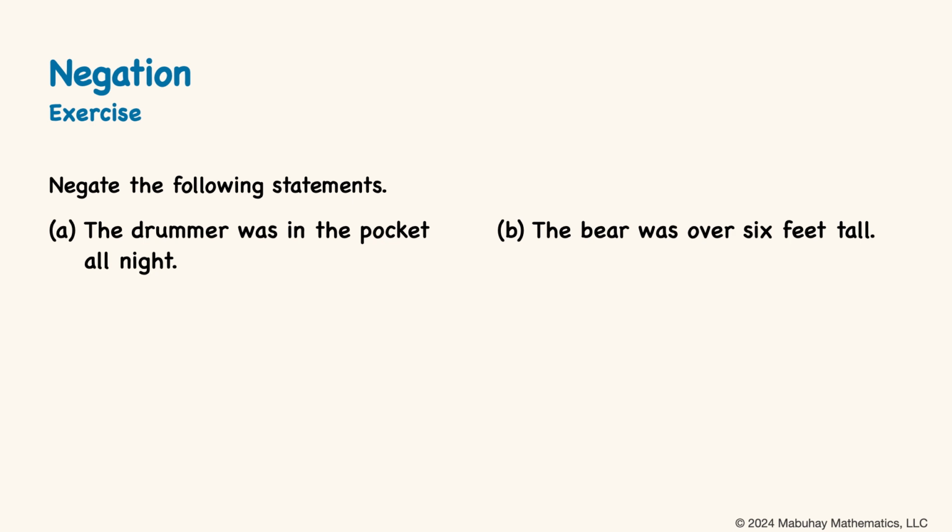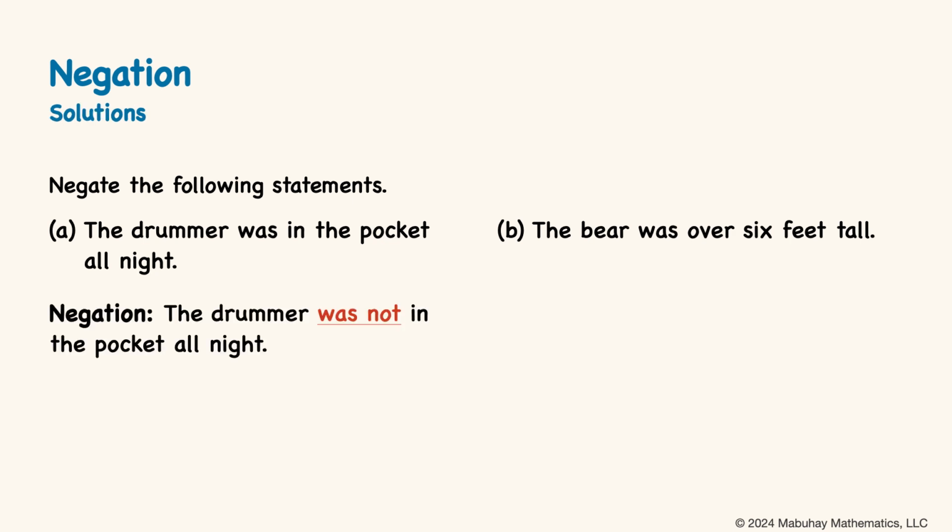One option is to try to include the word not in the appropriate place. Okay, and in this case, we don't just put not in the front of the sentence. That usually doesn't lead to proper English grammar. It's not the way that we just put the twiddle in front of the variable. But in this case, we can include the word not after was. So one possible way to negate this is: the drummer was not in the pocket all night. If the first one is true, then this is false. If the first one was false, then this one is true. So it is a proper negation.